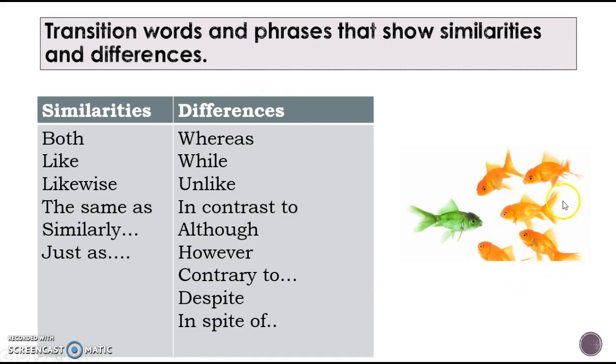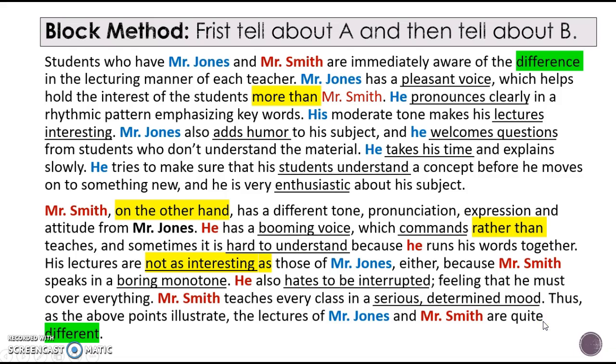So we can see here we've got just like the green fish, the green and the orange, they're all fish, but the green is different in some ways. So what do we do? Here we have two options for describing. We can first tell about one, for example, here, or we can compare the other person. So let's take a look here. First we tell about A, then we tell about B.